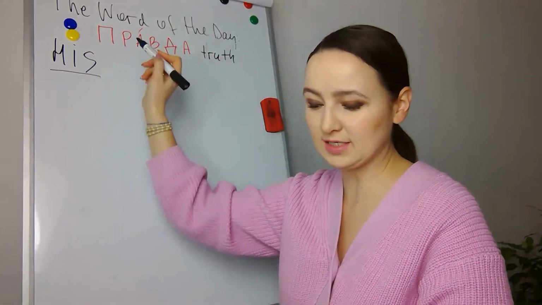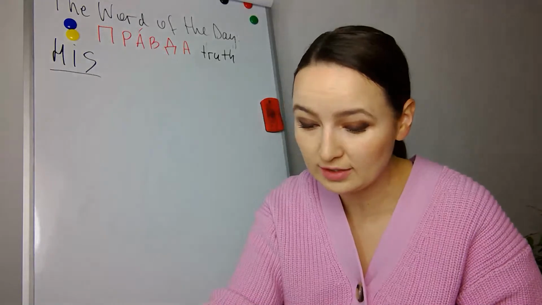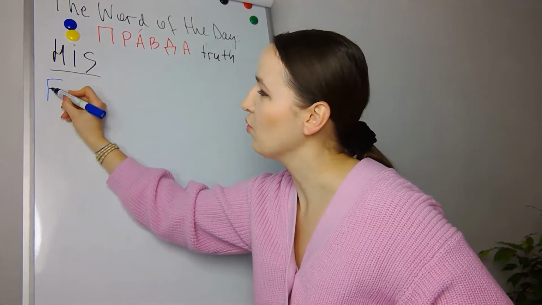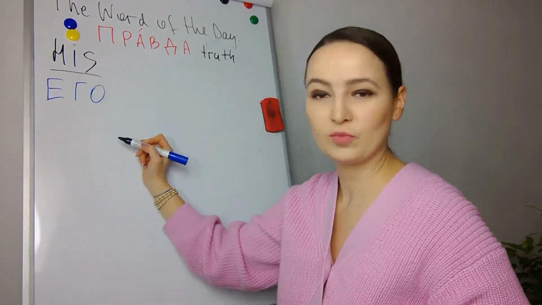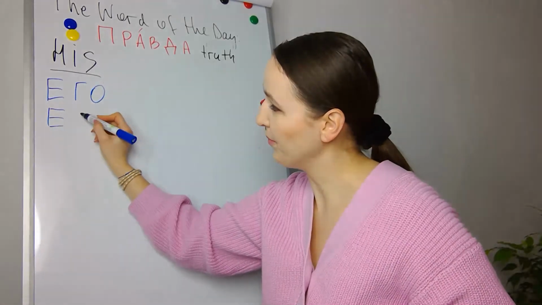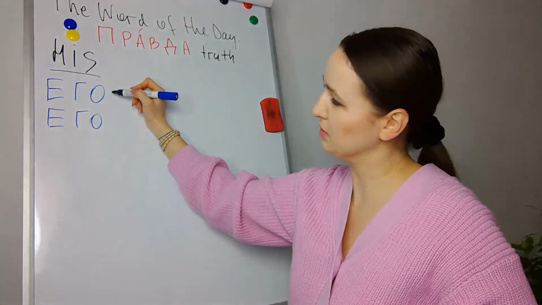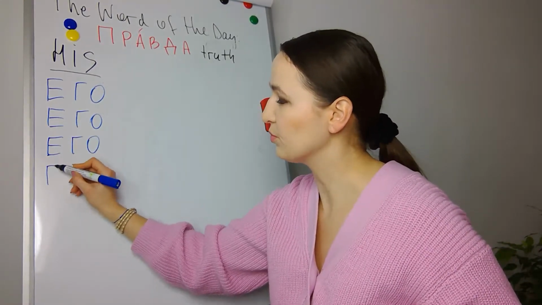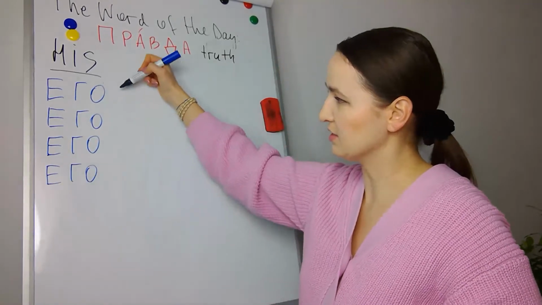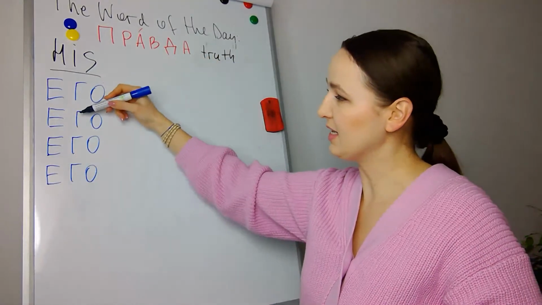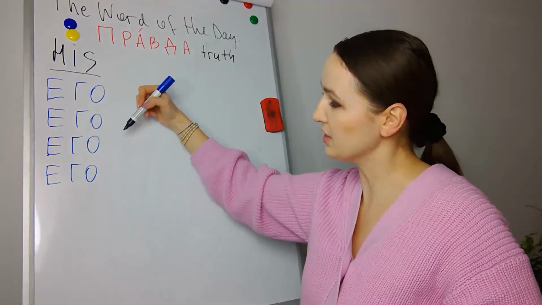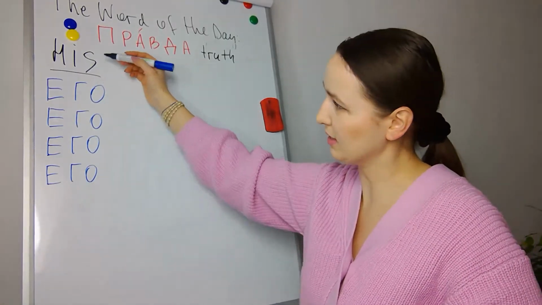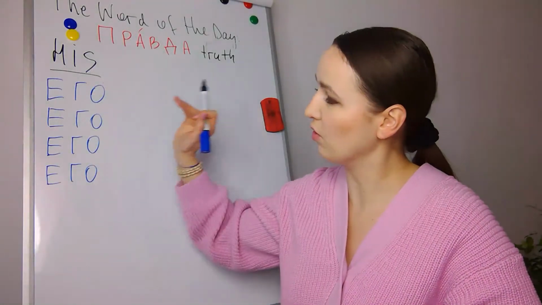Okay, let's continue with his. In Russian, we have one word for all the genders and for plural as well. Yay! You have to memorize only one word. Его, his. So this is masculine, feminine, neuter, его as well, and plural его as well. His, something in masculine, his, something in feminine, his, something in neuter, and his, something in plural, exactly like in English. Его.